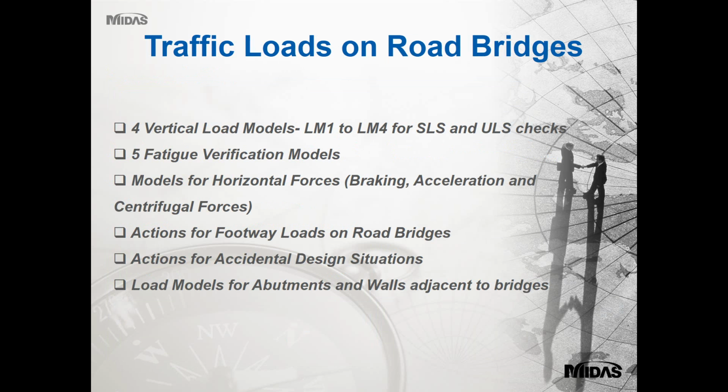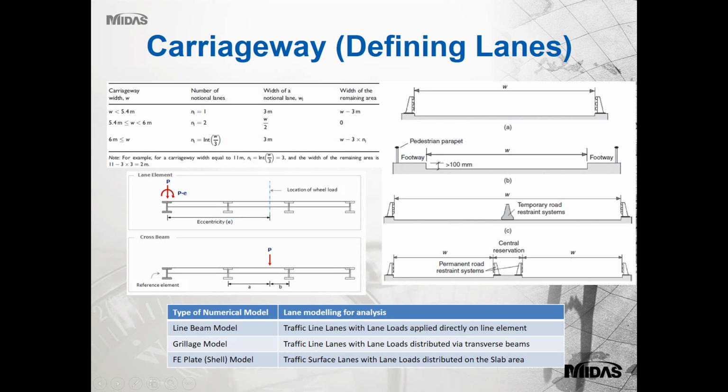Okay, now moving on to traffic loads or live loads on road bridges. As per Eurocode, we have 4 types of load models, model 1 to 4 for SLS and ULS checks, and some fatigue verification models. Apart from these vertical models, we have horizontal forces, braking, acceleration, and centrifugal forces, and footway loads and accidental loads, and also loads on abutments and walls.